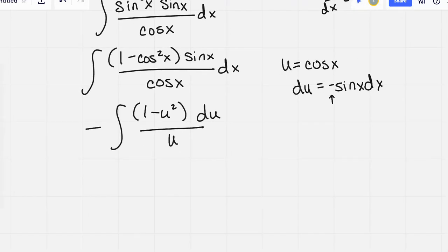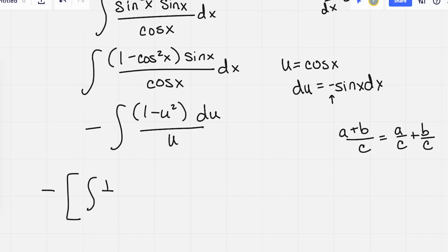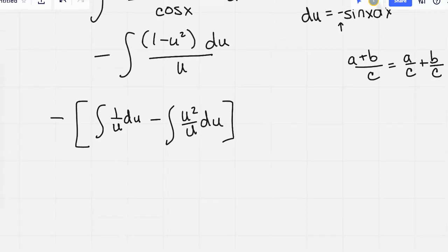And so remember with your fractions, a plus b all over c is equal to a over c plus b over c. So I could separate out that fraction there, and I'm going to put the negative all the way out front with a bracket, just so I remember the negatives there, and then I have the integral of 1 over u du minus the integral of u squared over u du. So I separated it out, so you could do that when it's plus or minus in the numerator and a single term in the denominator. And so I'm just going to work through some simplifying and taking antiderivatives.